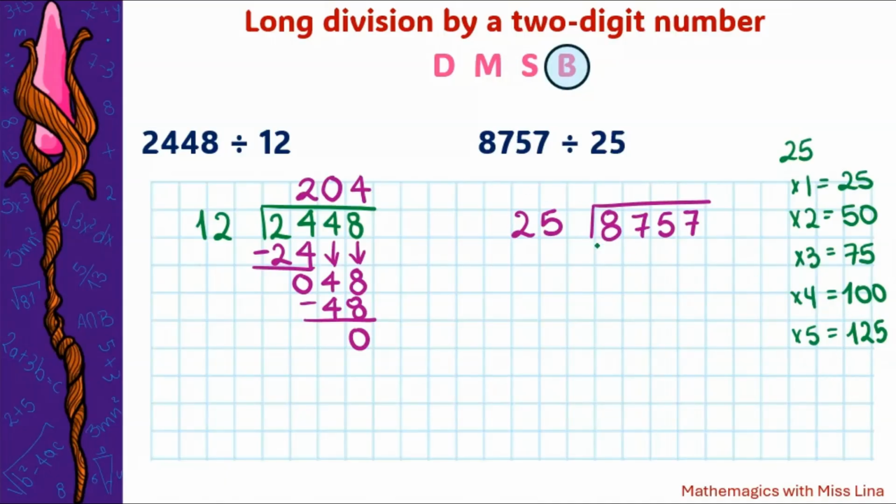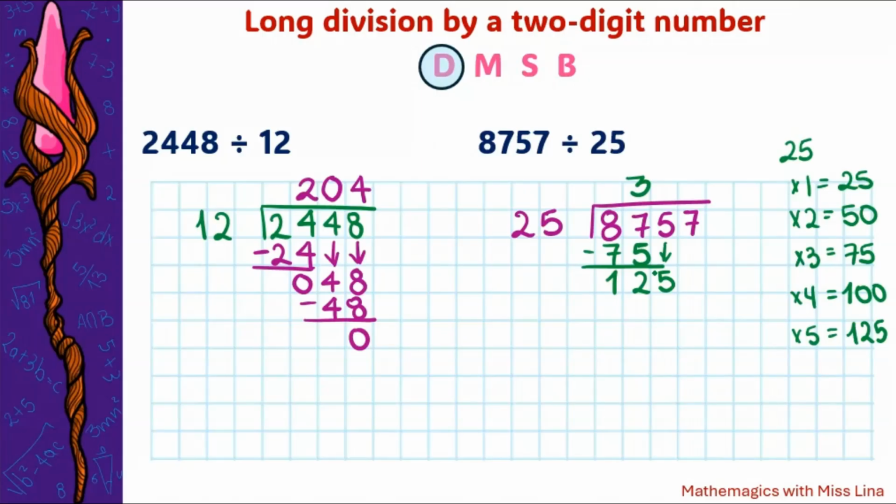So we start with the two first digits, 87 divided by 25. So 4 times is too big, it has to be 3. That was the division. Now multiplication, 25 times 3 is 75. 87 minus 75. 7 minus 5 is 2, 8 minus 7 is 1. And we bring down the next digit.